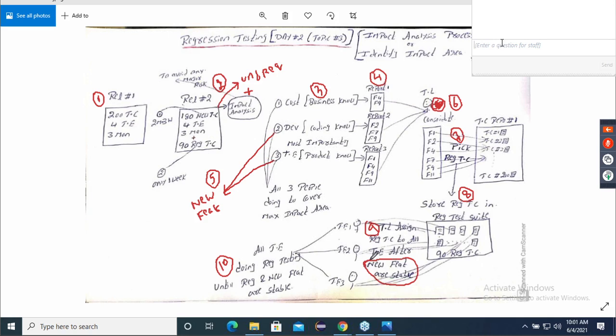Okay, guys, I'll give all of you 5 minutes. Take a photo of this and then write the diagram. Now what you should do is take a fresh page. Write the heading: regression testing, day 2, topic number 4. First you write this heading, I'll tell you. All of you take a fresh page and write regression testing, day 2, topic number 4.